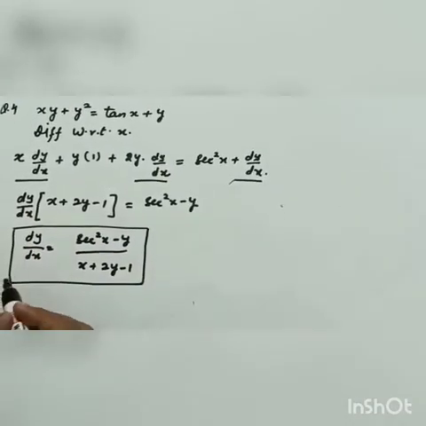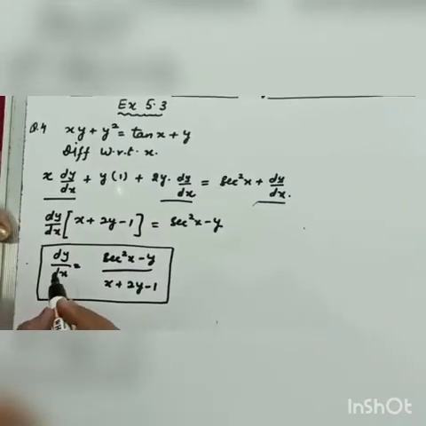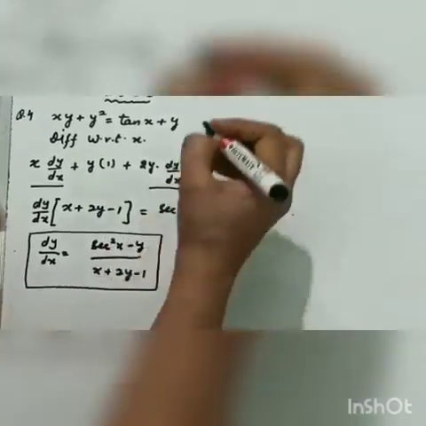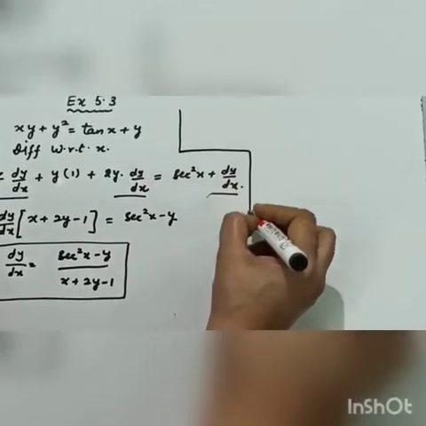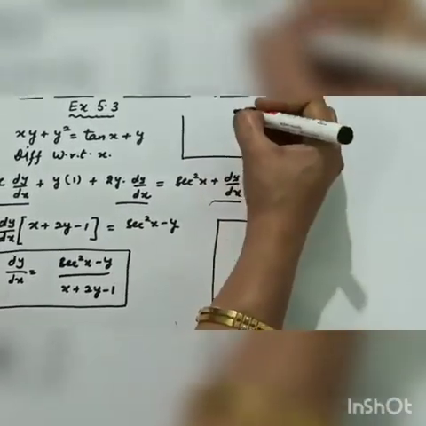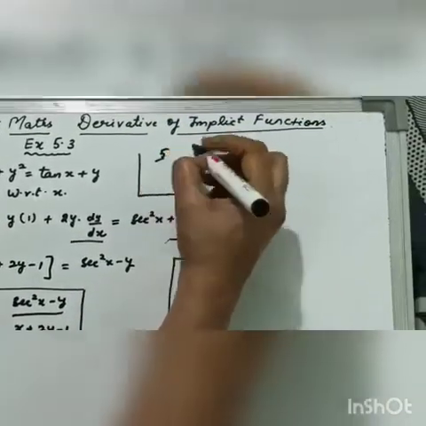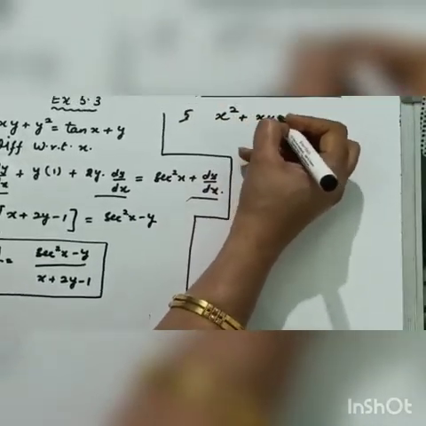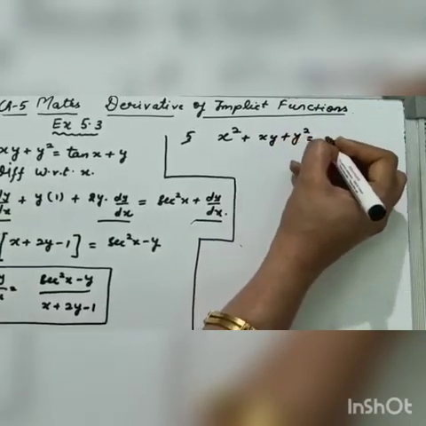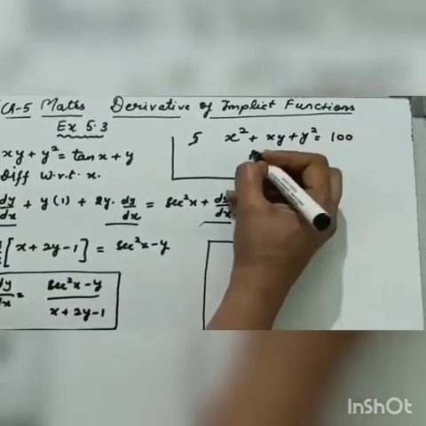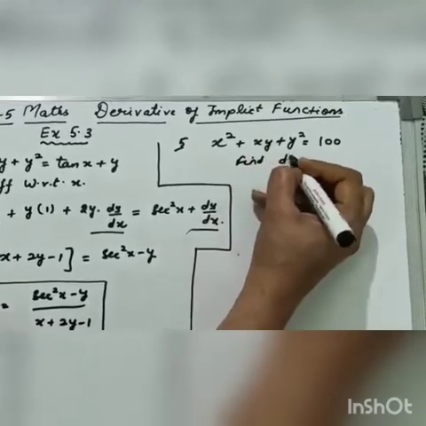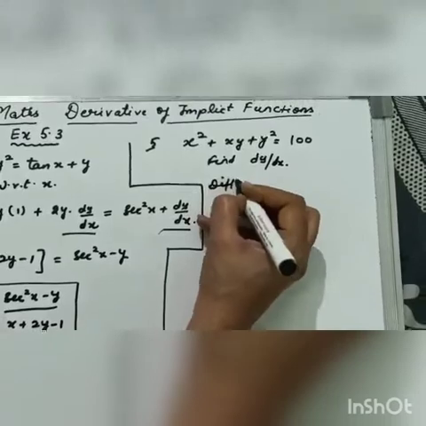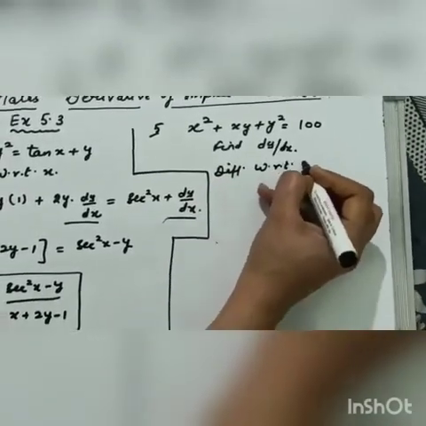And if we want to write dx by dy in the same question, for dx by dy, just take the reciprocal of this value. So next is question number 5, that is x square plus xy plus y square equal to 100, and we need to find dy by dx in this. Again differentiate with respect to x.